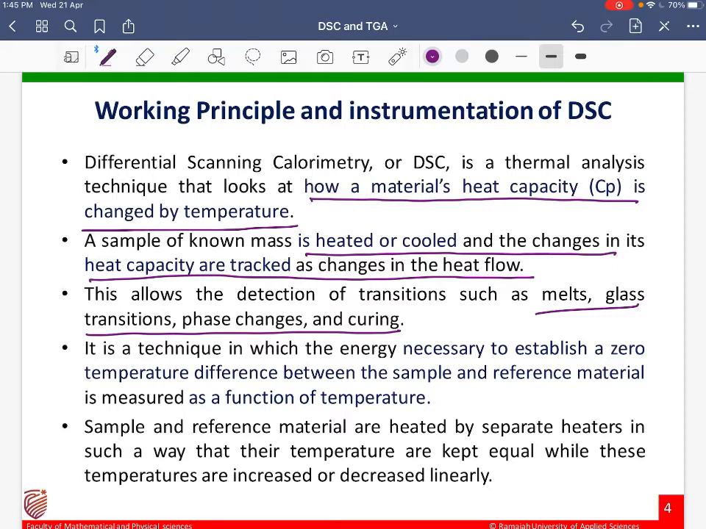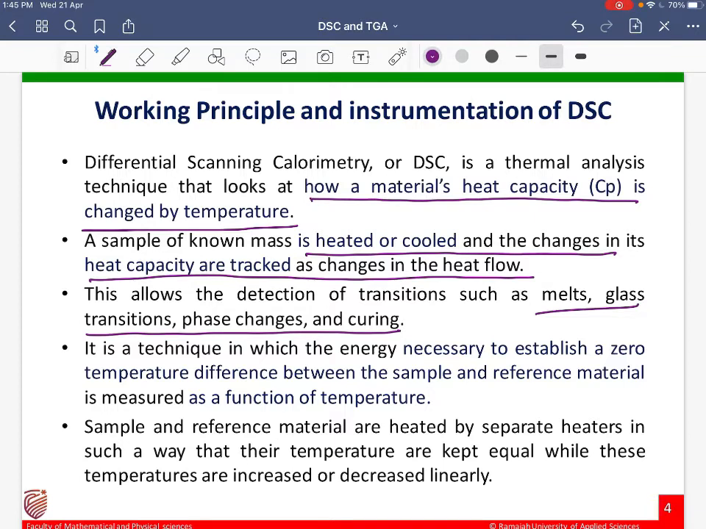In order to maintain the zero temperature difference, we definitely have to give more or less heat to the sample that we are testing, to maintain a uniform temperature, the same temperature, so that there is no temperature difference. To maintain a zero temperature difference, we have to alter the amount of heat that we supply to the testing sample compared to the heat that we supply to, or get from, the reference sample.